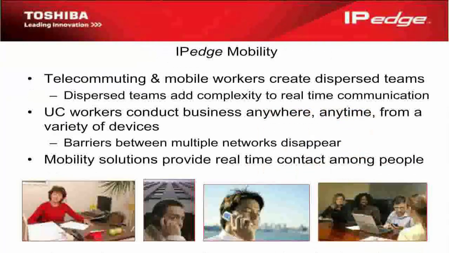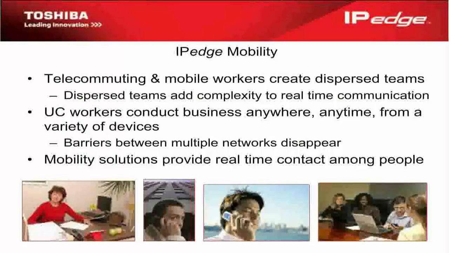In a world in which economic drivers such as telecommuting and mobile workforces have created dispersed teams and added complexity to how people relate, the ability to communicate and share information in real time across a company's network is a distinct competitive advantage. With UC Mobility Solutions, employees can conduct business anywhere, anytime from a variety of devices. Customers can implement mobility across disparate networks, for example their LANs or WANs, Wi-Fi hotspots, and/or cellular networks. Barriers between personal, private, and public networks disappear, delivering consistent mobile contact.